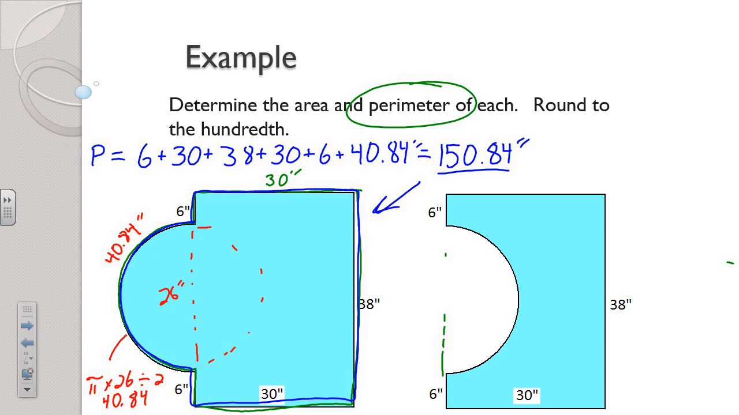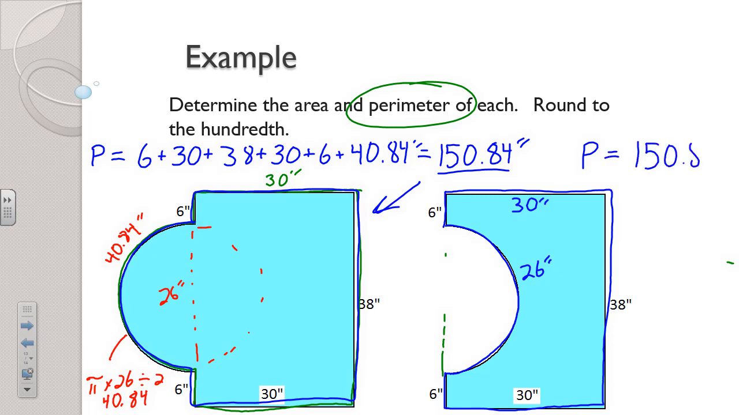Now let's do the one on the right. We know that that's also got 30 inches across the top, 38 inches down the right side, 30 inches across the bottom, 6 inches up, and this is also a semicircle. It must also be 26 inches along that arc. And so the perimeter here is going to be, sure enough, 150.84 inches.